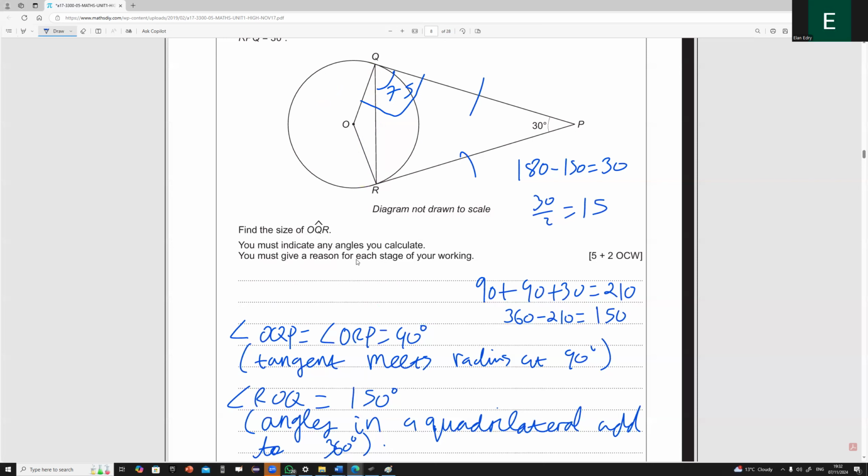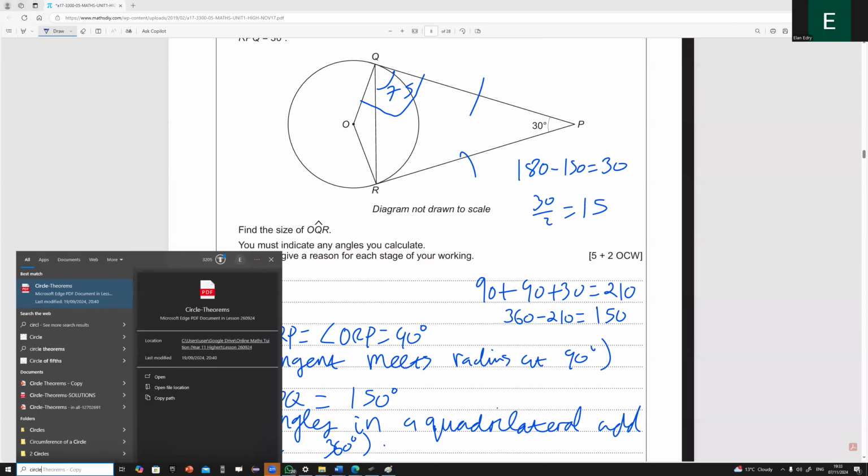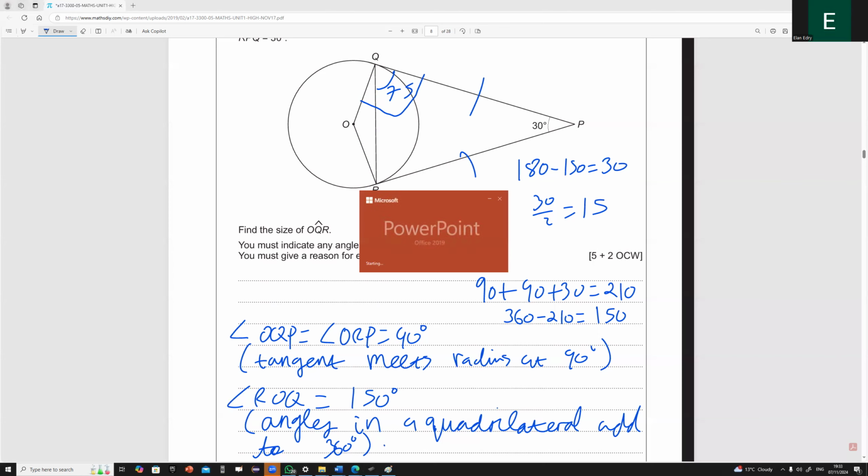Yeah, well done. Okay. What I'll do is quickly get you all the circle theorems. I'll put that into the chat as well. So I've got my cheat sheet here.